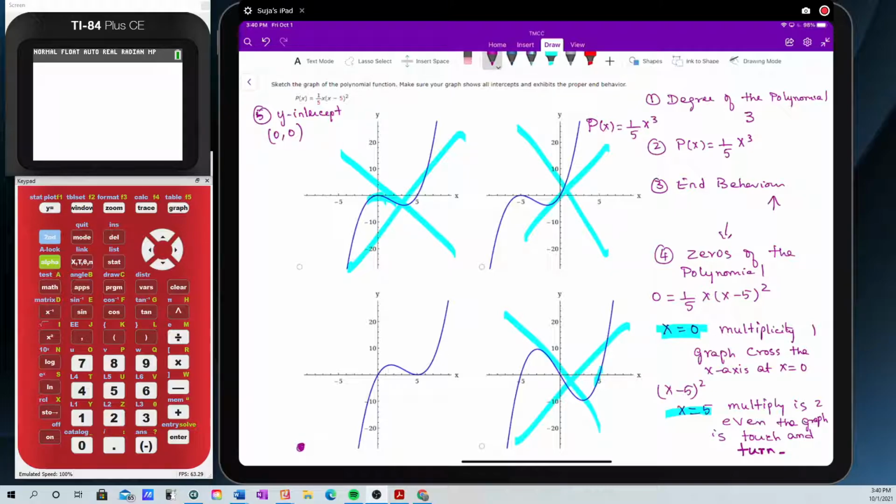Now we can analyze it. At x equals 0, it's crossing. The graph is starting from here, ending down here. At x equals 0, it's crossing. At x equals 5, it's touching and turning. Okay, and the end behavior is looking like my cubic function. And therefore, this is the answer to this problem.